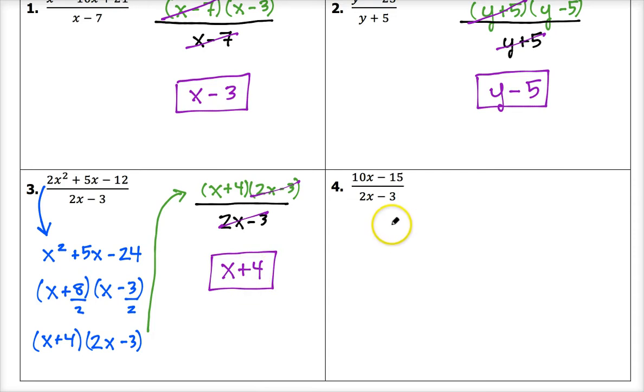Okay, the last one, number 4, 10x minus 15, all divided by 2x minus 3. 10x minus 15 is a binomial, and the only thing we can do is factor out a GCF of 5. So I factor that out, and I'm left with 2x minus 3. And then the denominator is 2x minus 3, so again 2x minus 3 will cancel on the top and the bottom, and so we're left with just 5.